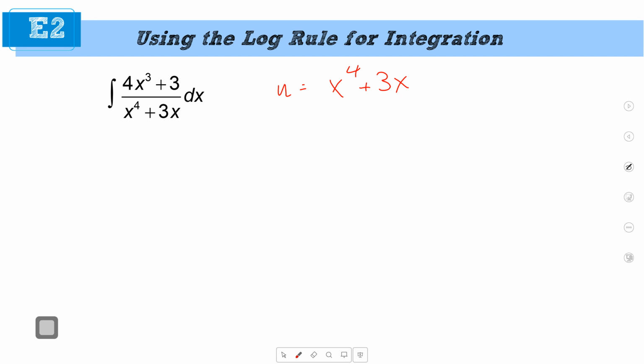Does it just equal 0? That's just 4x cubed plus 3. And then you just take the. Did Tim pick a good u? Yeah. X to the 4th plus 3x. Did Reedy pick a good u? Yeah. Beautiful.